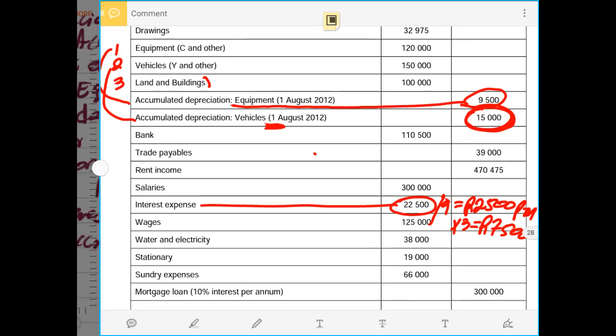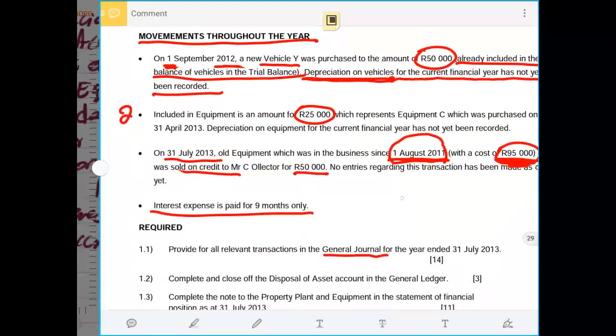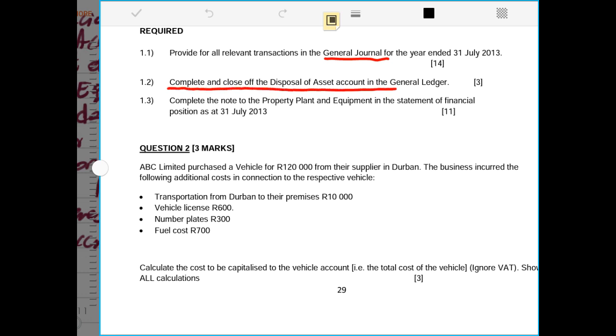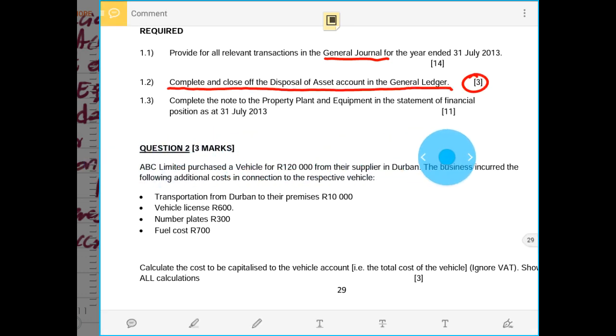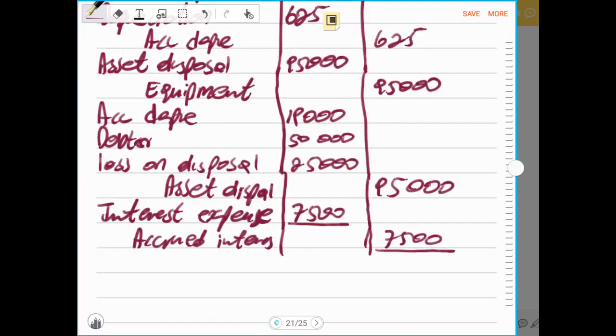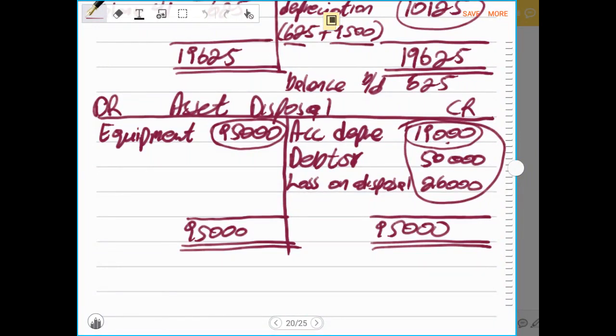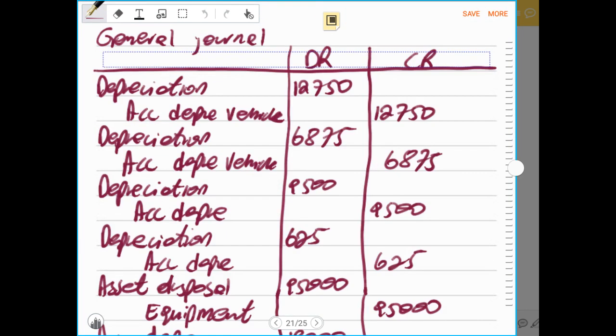So now let us check what is the next requirement or the next instruction. The next instruction says complete and close off the disposal of an asset in the ledger account, which is just out of 3 marks. I think we have already completed the asset disposal. We have just done that now. Here is the asset disposal. So now we have already done 1.2. And 1.1 is here. So now we can move forward to the next requirement.